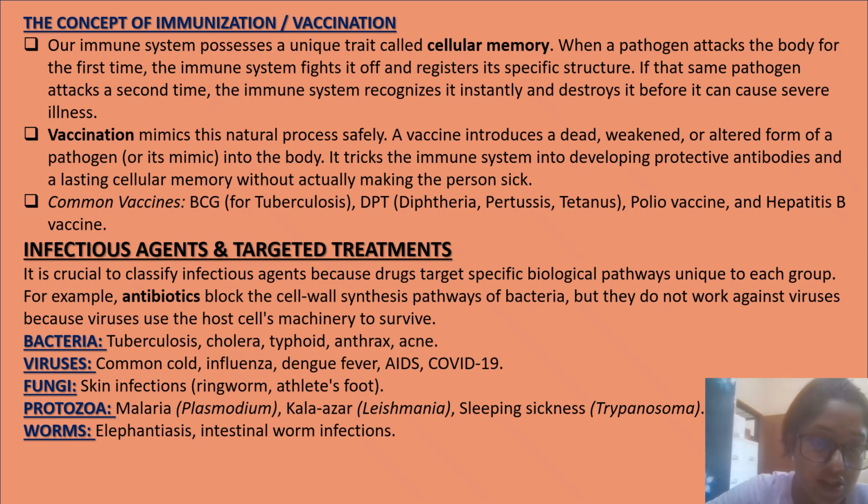Next, infectious agents and targeted treatment. It is crucial to classify infectious agents because drugs target specific biological pathways unique to each group. For example, antibiotics block the cell wall synthesis pathways of bacteria, but they do not work against viruses because viruses use host cell machinery to survive.